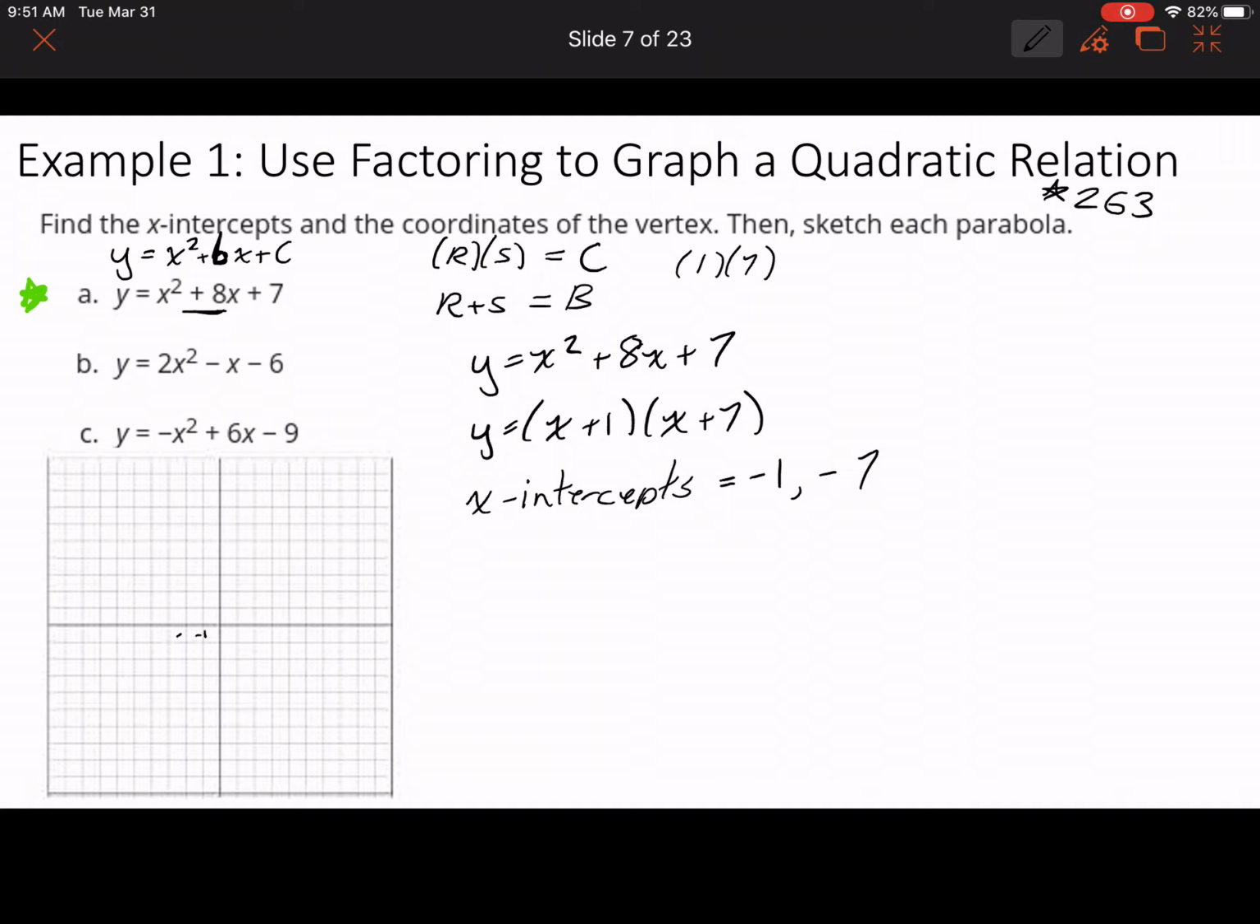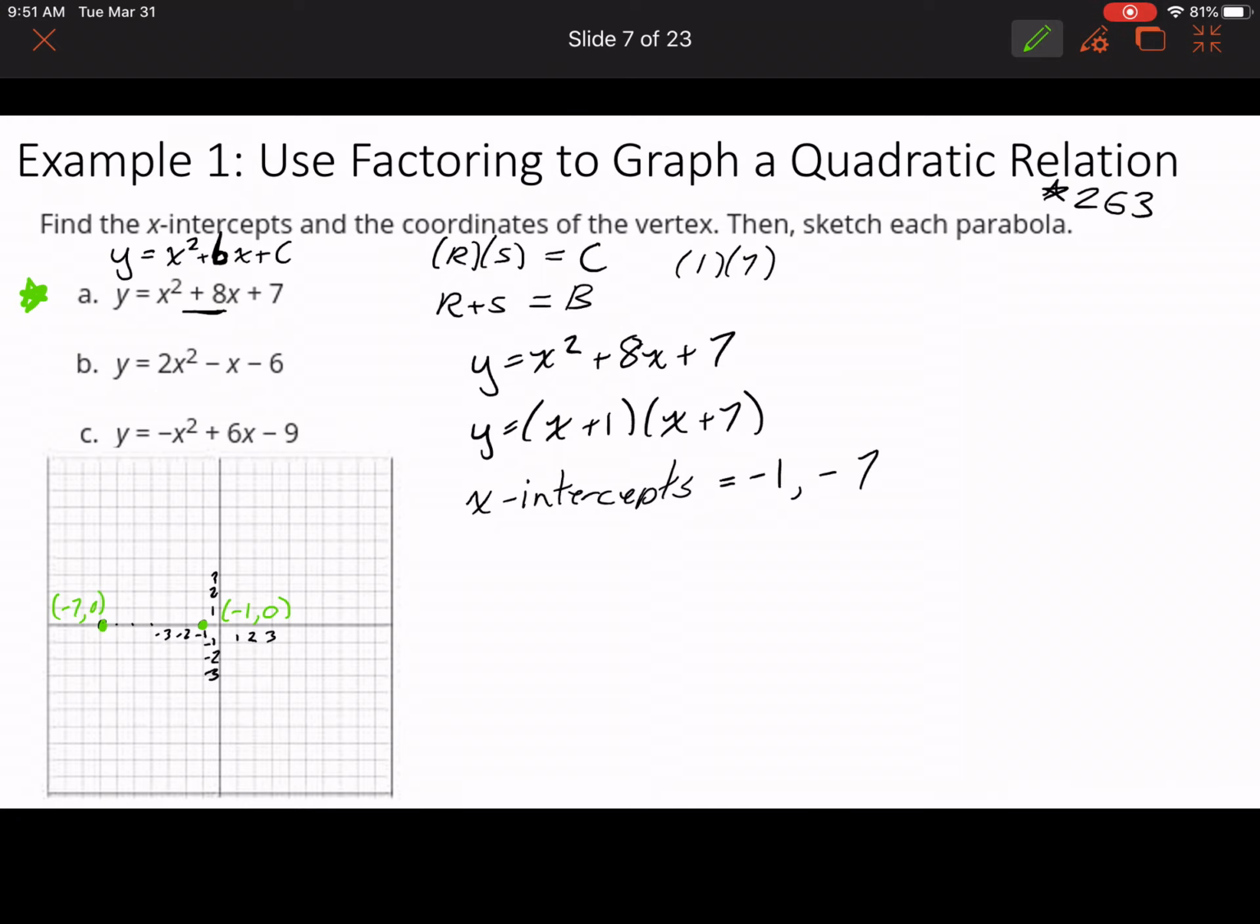So again, we need to plot all of this. 4, 5, 6, 7. 1, 2, 3, -2, -1, -3, 1, 2, 3. So at least give me that so I know what you're using. Let's use a different color. So now I've got -1, 0 and -7, 0 as my 2 points.